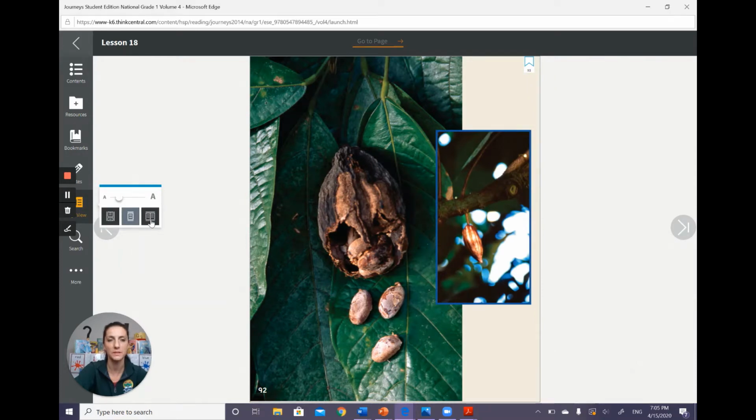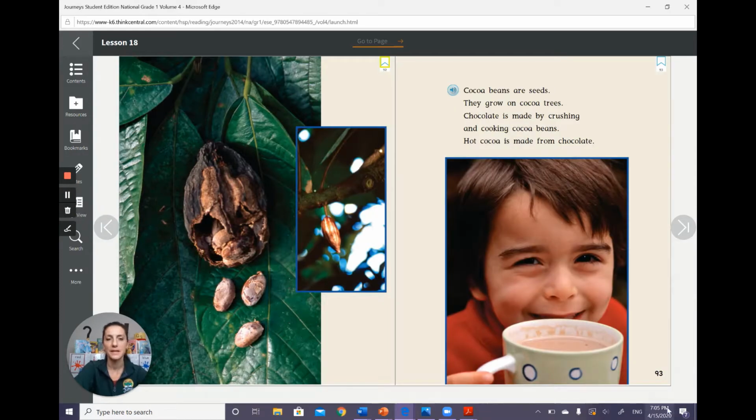I'm going to put it side by side. It says cocoa beans. Cocoa beans are seeds. They grow on cocoa trees. Chocolate is made by crushing and cooking cocoa beans. Hot cocoa is made from chocolate. All right, so I am going to put a video on for you so that you can see a little bit more about the cocoa bean.